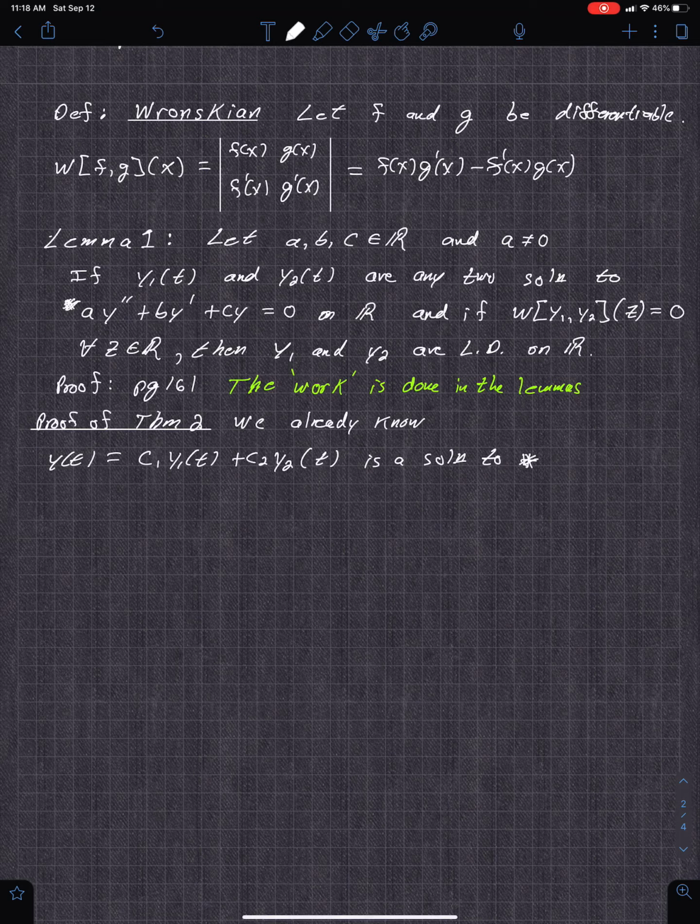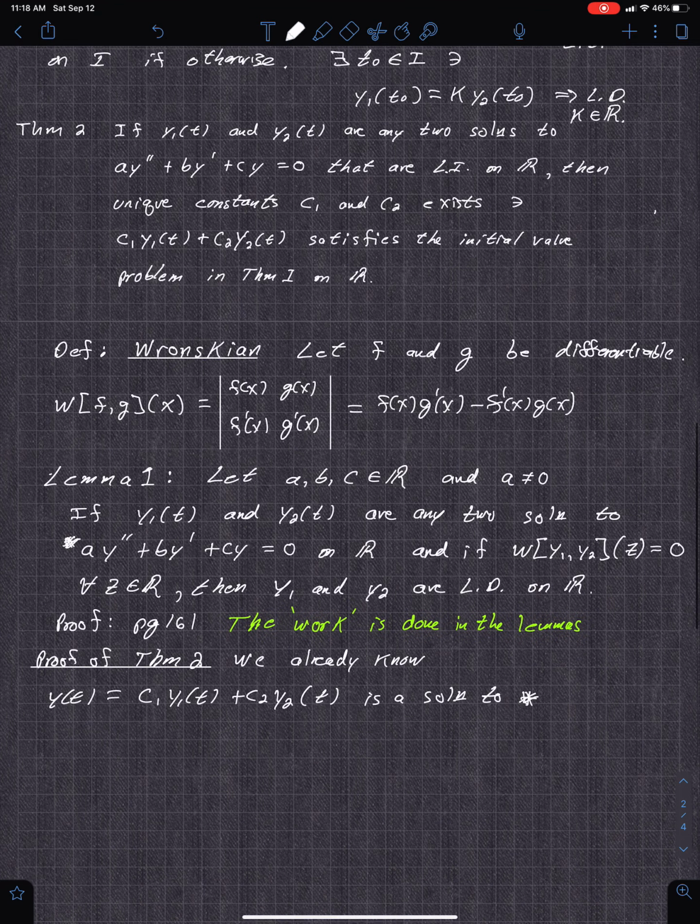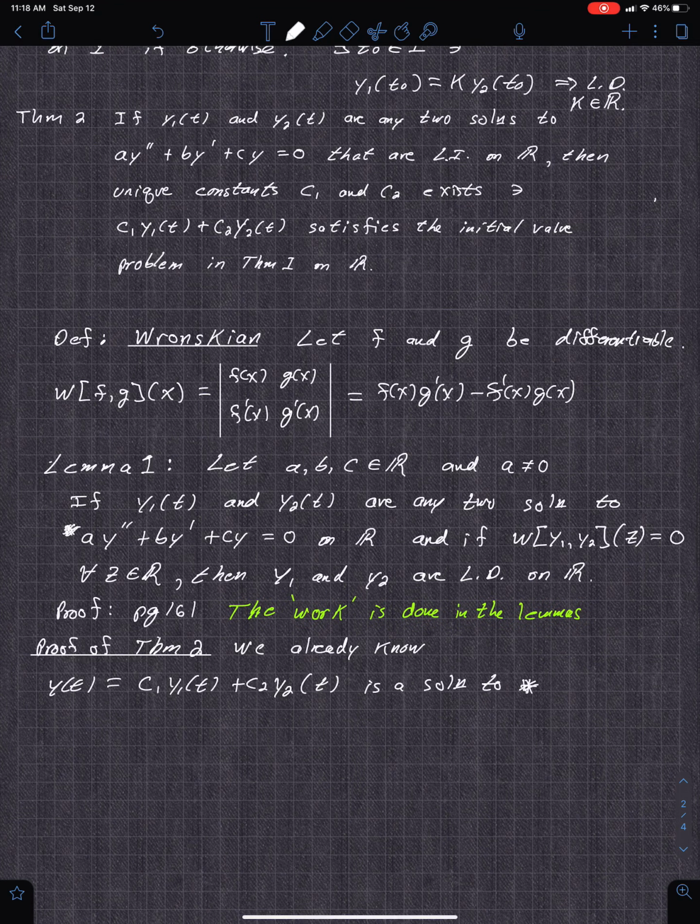Okay, so, I totally forgot to go back. Let's go back to theorem 2. So theorem 2 says, this is what we're trying to prove: y1 and y2 are any two solutions to that. Okay, fine. They're linearly independent, then unique constants exist such that blah, blah, blah, blah. All right, so what we're trying to show is uniqueness. Okay, or that, not uniqueness. We're trying to show C1 and C2 exist.